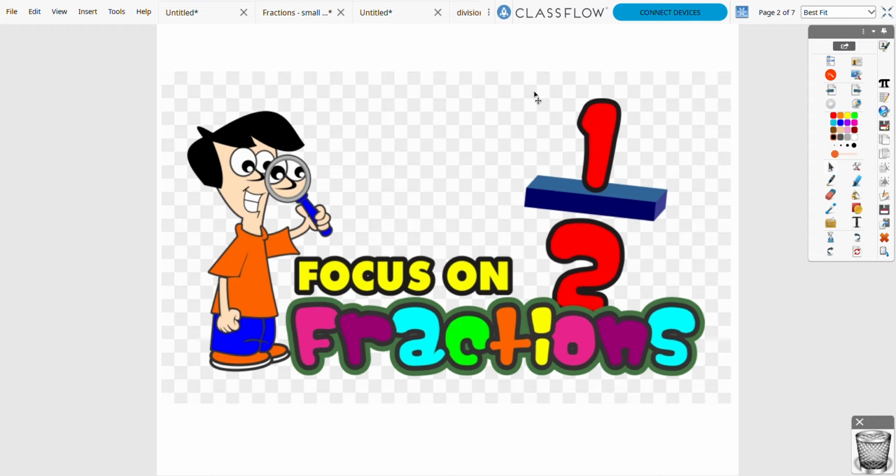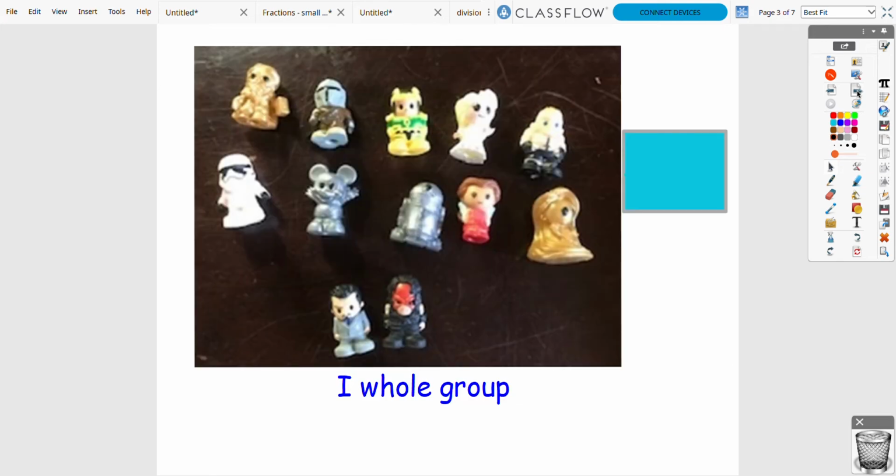We're going to keep on learning about fractions. Today, our focus is fractions of a collection. So when I think of fractions of a collection, I think of when I've got a whole lot of toys, a whole lot of food, a whole lot of pencils and so on. Whereas fraction of a whole is when I look at a block of chocolate.